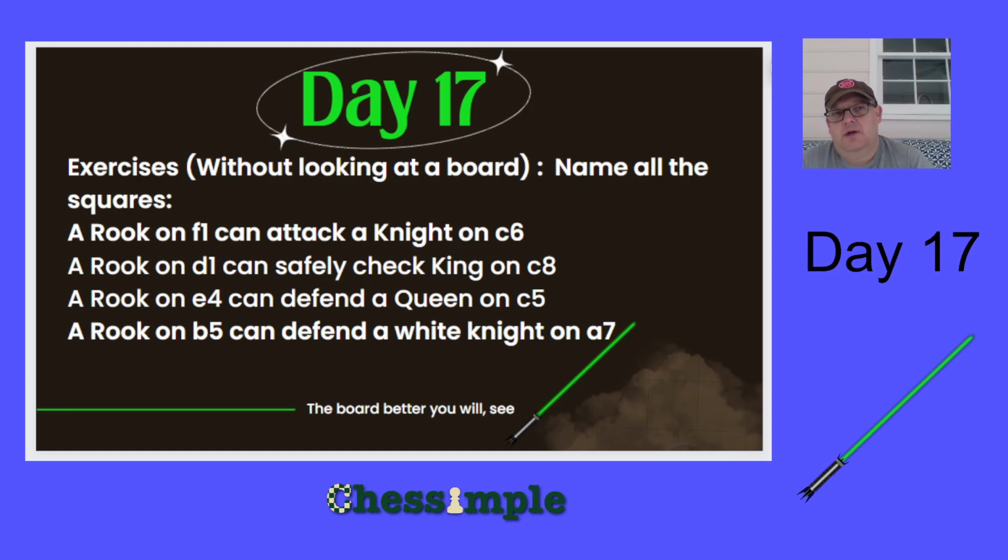The third question, name all the squares a rook on e4 can defend a queen on c5. So a rook on e4 defending a queen on c5. And the final question is, name all the squares a rook on b5 can defend a knight on a7. So how can a rook on b5 defend a knight on a7? So just go ahead and pause the video, try to solve those in your head, and then we'll just look at the answers real quickly, and that will be it for day 17.